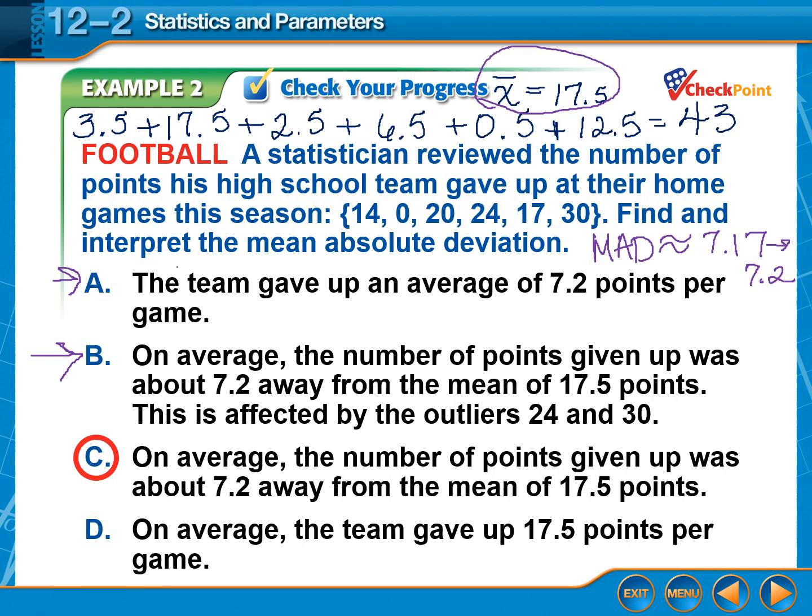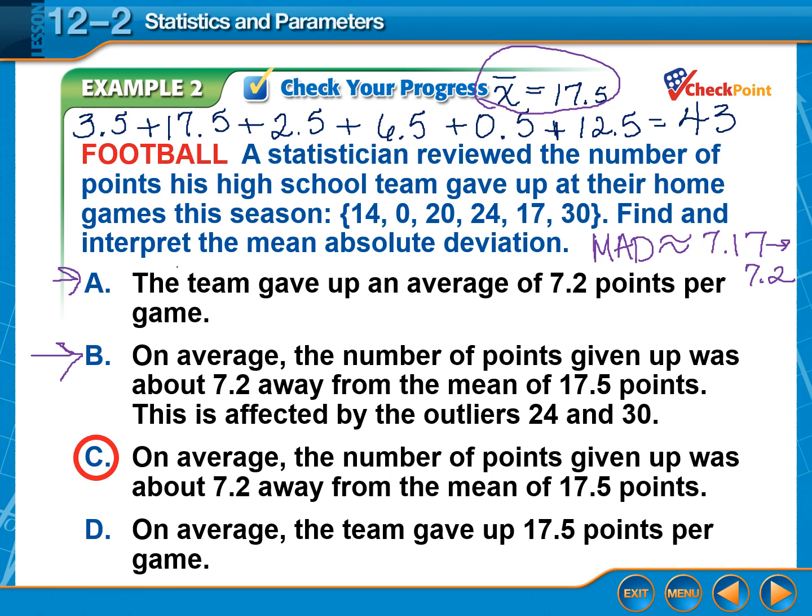We found the initial average, 17.5. On average, they give up 17.5 points a game, right? So that's not what that number represents. 7.2 doesn't represent how many points they gave up, okay? Look at answer choice B. It says, on average, the number of points given up was about 7.2 away from the mean of 17.5 points. Okay, that sounds good.